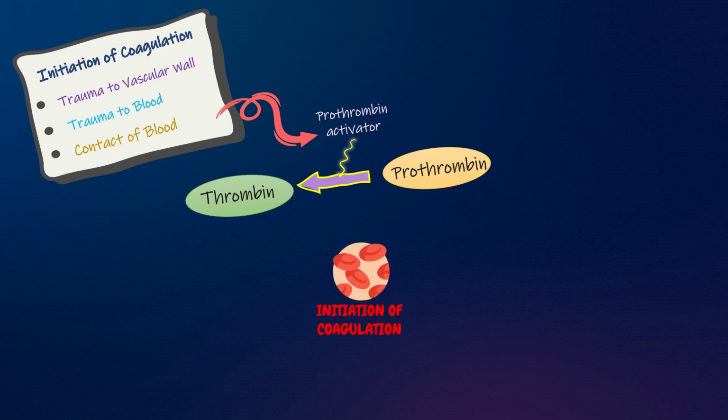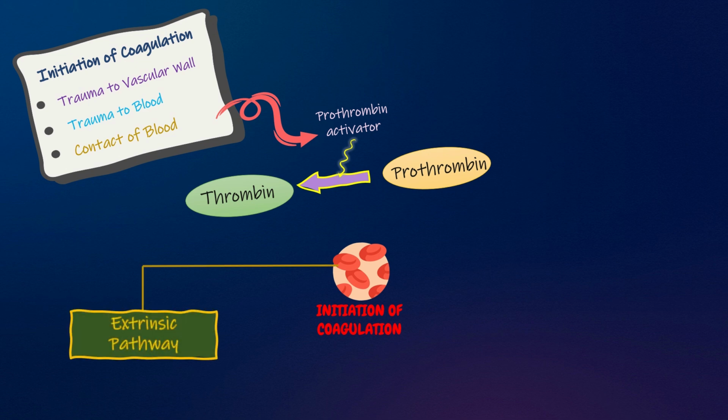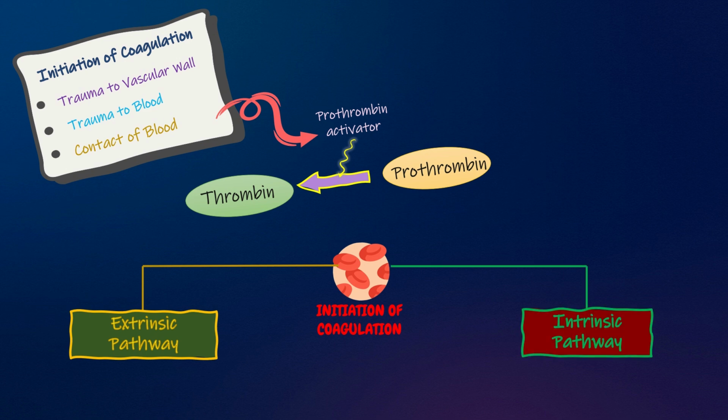Prothrombin activator is generally considered to be formed in two ways, although in reality the two ways interact constantly with each other: by the extrinsic pathway that begins with trauma to the vascular wall and surrounding tissues, and by the intrinsic pathway that begins in the blood.